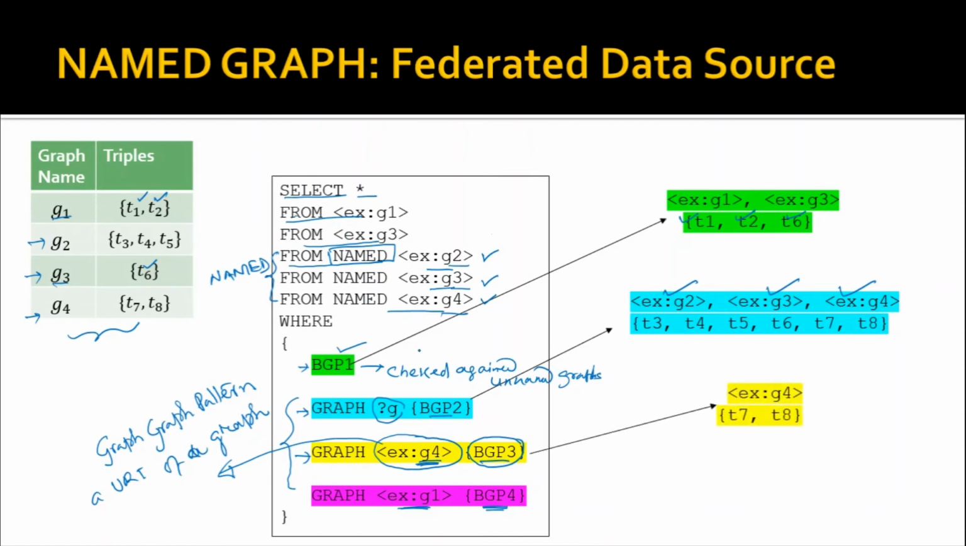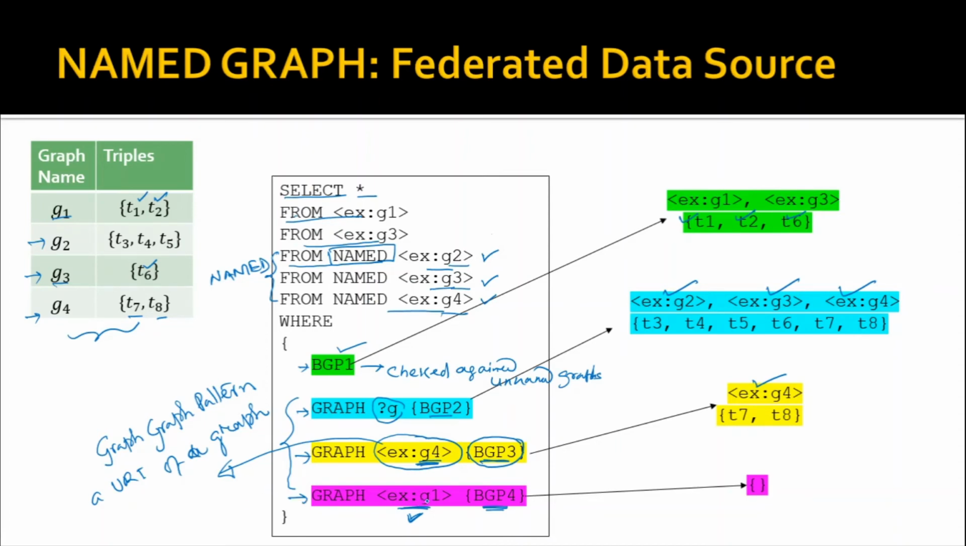The next pattern explicitly says that BGP3 should be checked against graph G4, so only graph G4 will be brought to the default graph, and BGP3 will be checked against T7 and T8. And finally, what will happen for this? You see here we have taken G1 to be a parameter of the graph of this pattern.